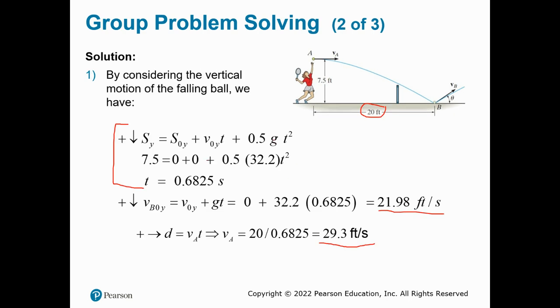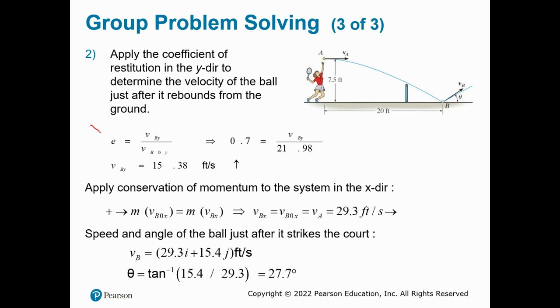So this vertical velocity, 21.98, is the vertical component of the velocity before it hits the ground. Then we can use this equation for e, the coefficient of restitution, to calculate the vertical component of the velocity after it leaves the ground, the moment after. Hold on. We know the vertical component of the VB after, and we know the x component of the VB after as well.